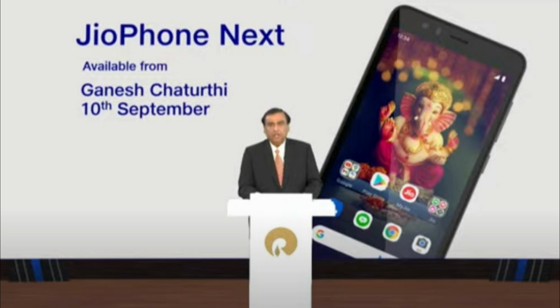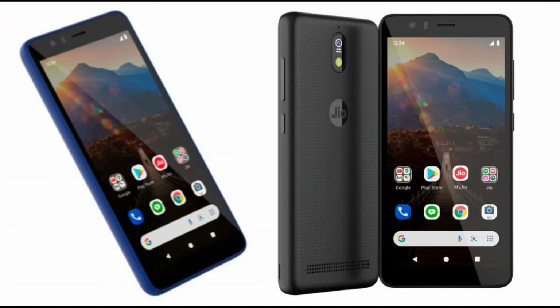As far as the launch of this phone is concerned, it is launching on the 10th of September, so we still have almost a month left for the launch. The pricing is still a mystery, but looking at how Jio announced it as an ultra-affordable 4G smartphone, we won't be surprised to see a very aggressive pricing. Anyways, what do you think the price of the JioPhone Next should be?